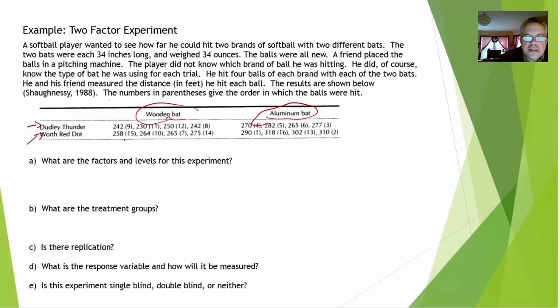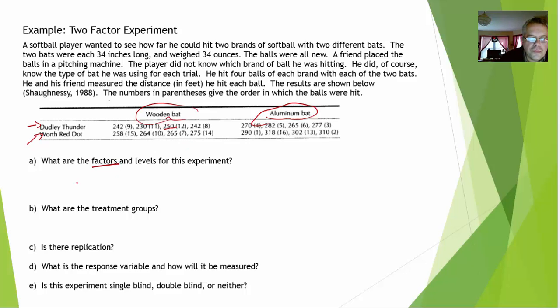The number in parentheses just tells you when it was pitched. So this one that got hit, it was a Dudley Thunder ball, this one right here. He hit it with a wooden bat. He hit 250 feet, and that was the 12th pitch. Okay, wow. What are the factors and levels for this experiment?